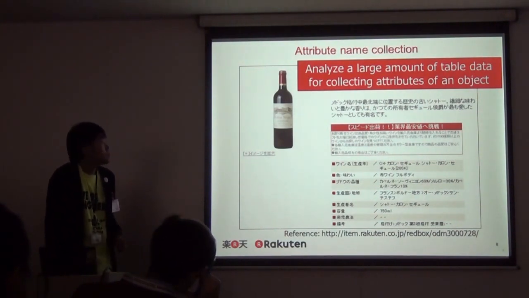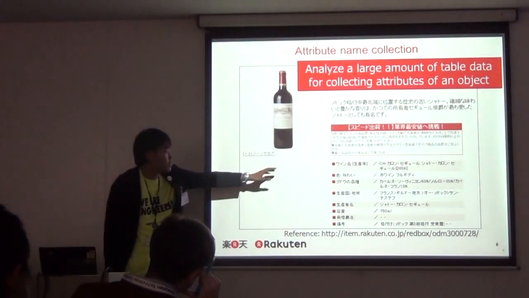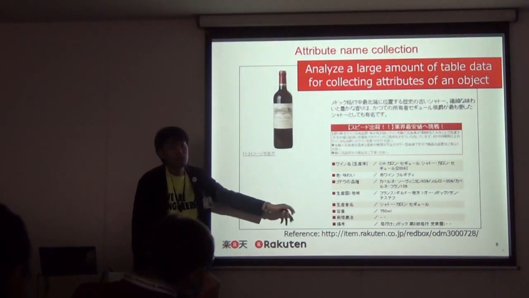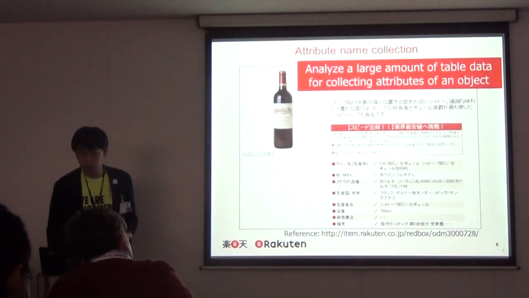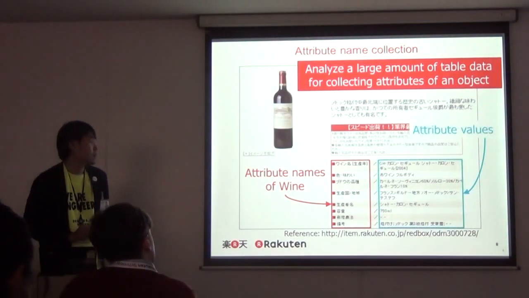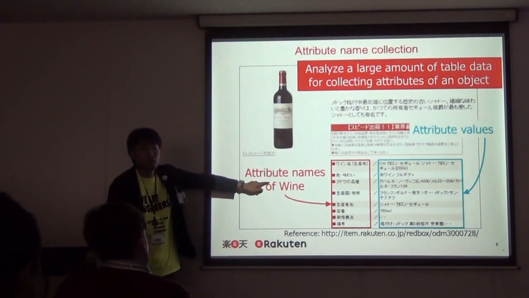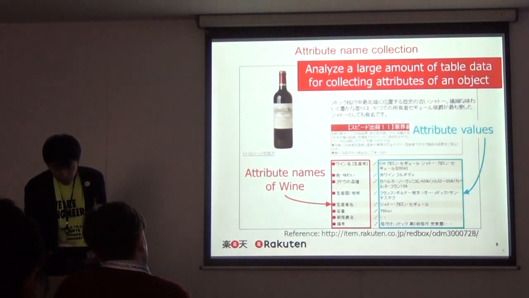Ichiba. Some of the merchants already provided this kind of semi-structured data on their own pages. So by parsing this table data, we can grasp what kind of attributes are related to the category. And we can also catch the attribute values corresponding to attribute names by simply parsing the data.